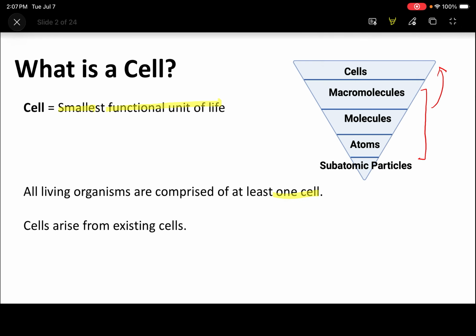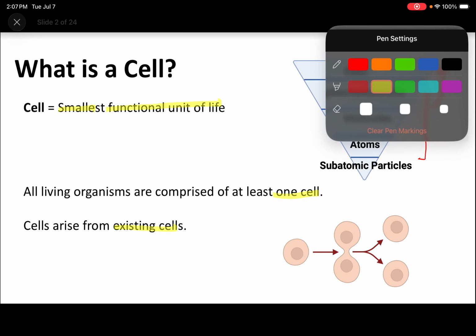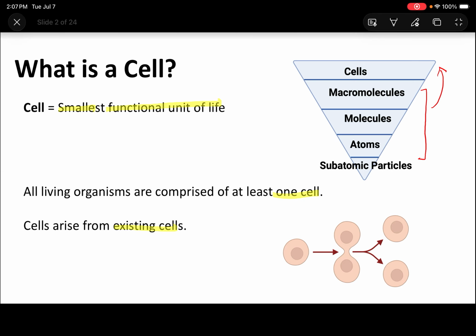Additionally, all cells arise from existing cells. So for example, if you have something like a skin cell here, it can split itself into 2 distinct cells. So all cells came from an existing cell.